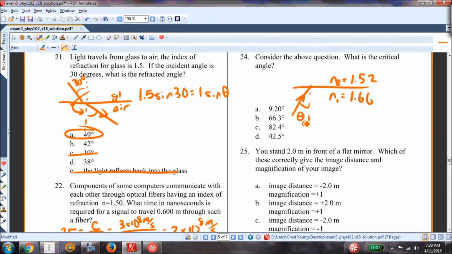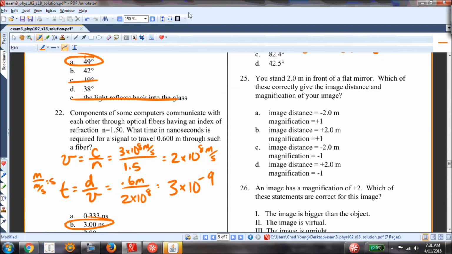be this angle that will give a refracted angle of 90 degrees. So it's going to be n1 sine theta 1, that's 1.66 sine of theta c, equals 1.52 sine of 90. This, of course, becomes 1, and then my critical angle is the inverse sine of 1.52 over 1.66. I get 66.3 degrees, so B is the right answer for 24.